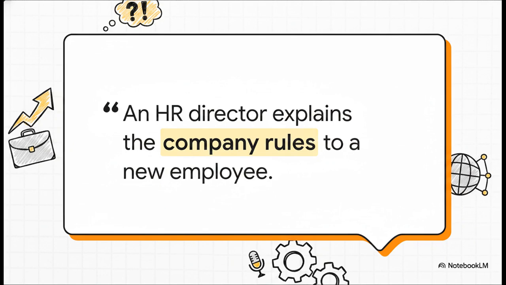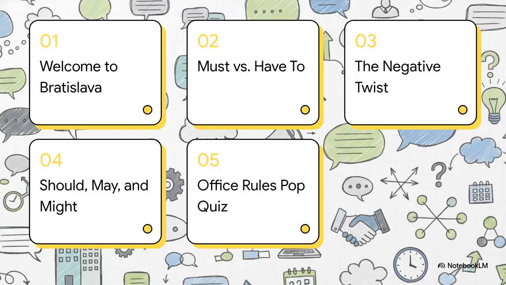We're going to master these intermediate modals by exploring real-world office survival rules. You see, the way you speak in a professional setting completely dictates how well you integrate into the team. We aren't just learning grammar today, we're learning how to genuinely thrive in a global corporate environment. So here's our quick itinerary for today. First, welcome to Bratislava HQ. Second, must versus have to. Third, the negative twist. Fourth, should, may, and might. And finally, an office rules pop quiz.